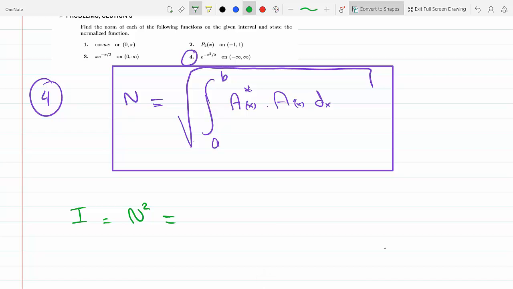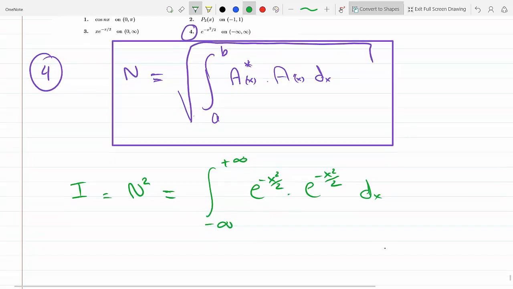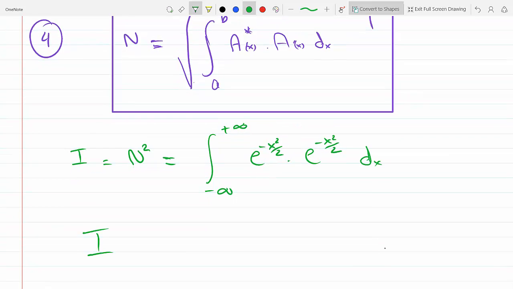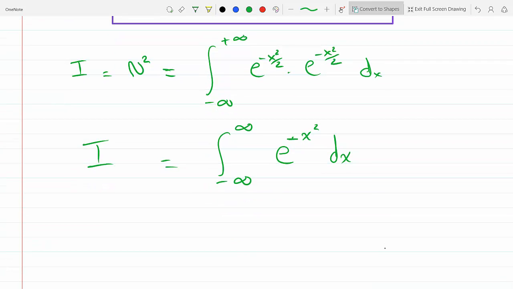Which is just the integral from minus infinity to plus infinity. Now the complex conjugate of this is itself, dx, and so we end up getting for I, let's call this I, to be the integral, minus infinity to infinity, e to the minus x squared dx. Okay, and the question is, how do we integrate that?